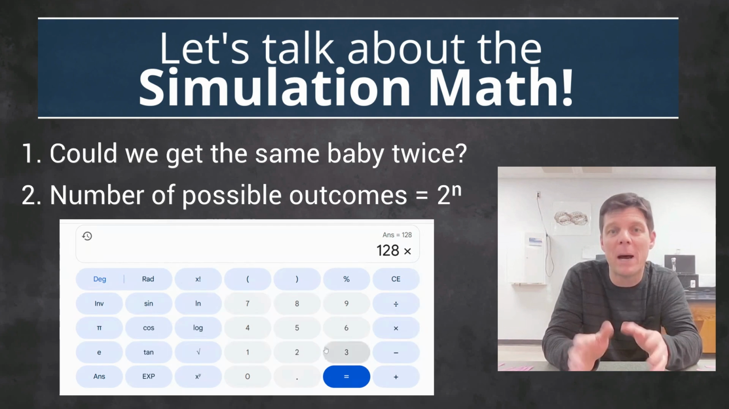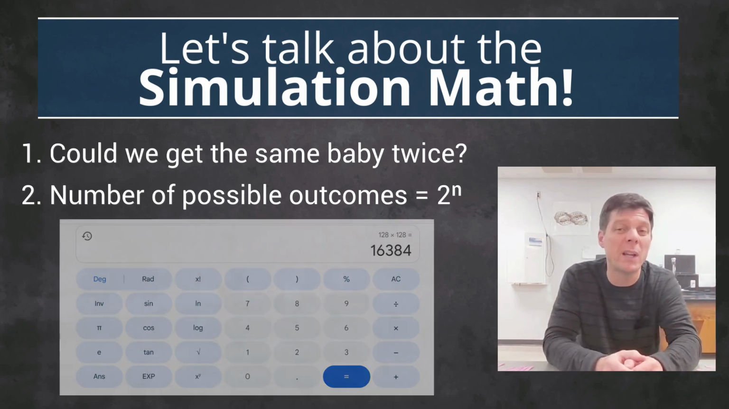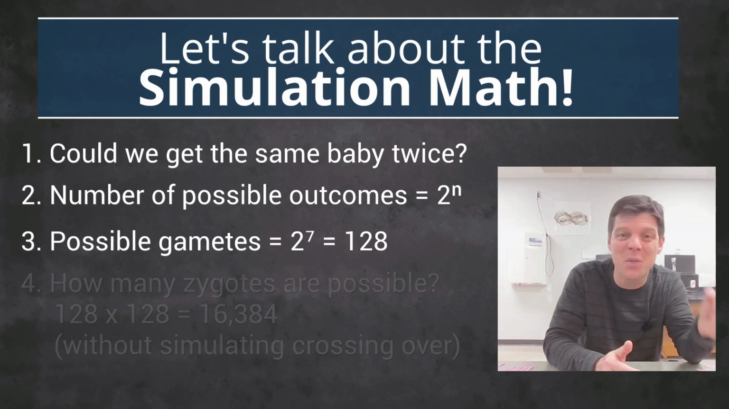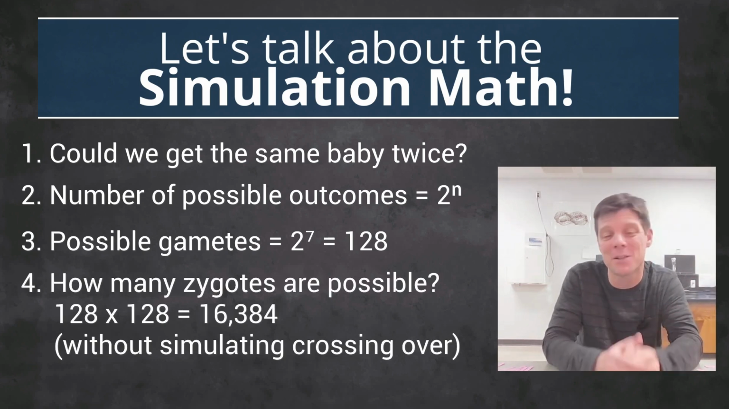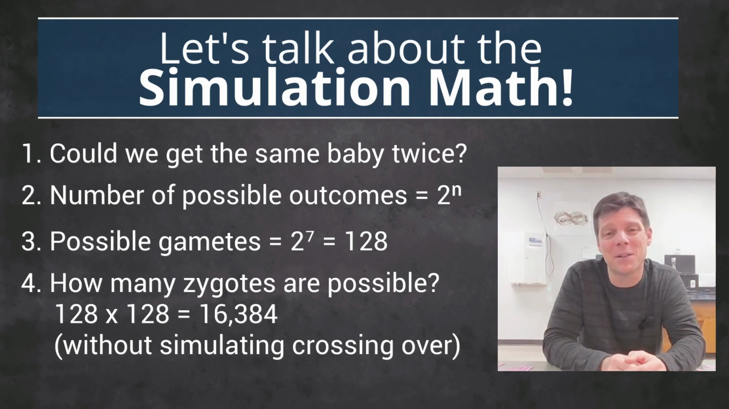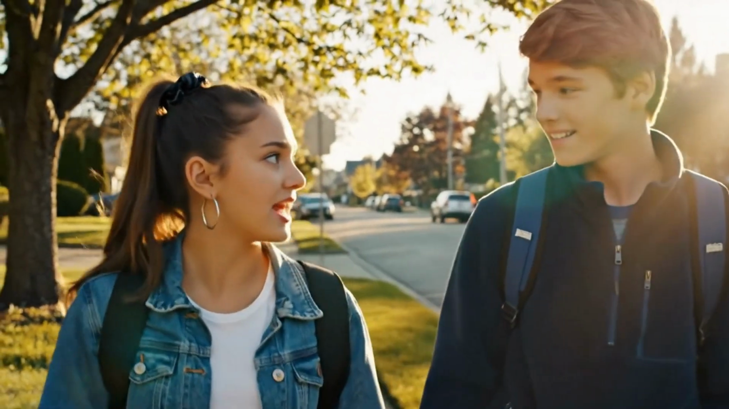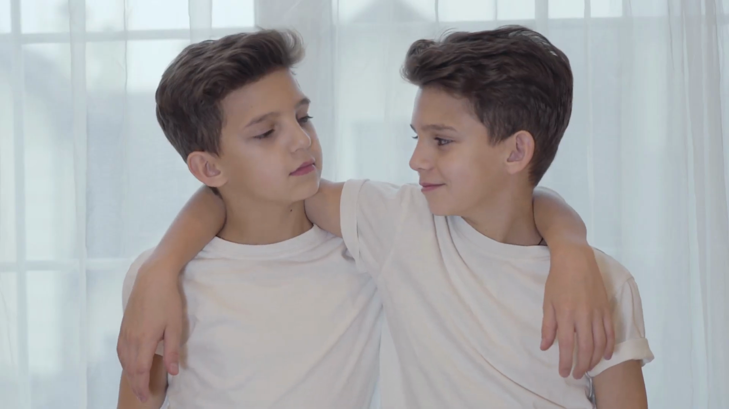If you multiply the possibilities of the egg by the possibilities of the sperm, we get a result of 16,384 possible genetic outcomes. And that's without even factoring in the process of crossing over, which wasn't used in this simulation. This is why siblings look similar, but are never identical, unless they're monozygotic twins, that is.